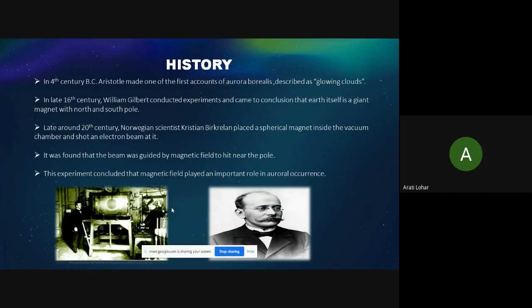Around 20th century, Norwegian scientist Christian Birkeland placed a spherical magnet inside the vacuum chamber and shot an electron beam at it. He found that the beam was guided by a magnetic field to hit near the pole, in which he concluded his experiment by saying that magnetic field played an important role in auroral occurrence.